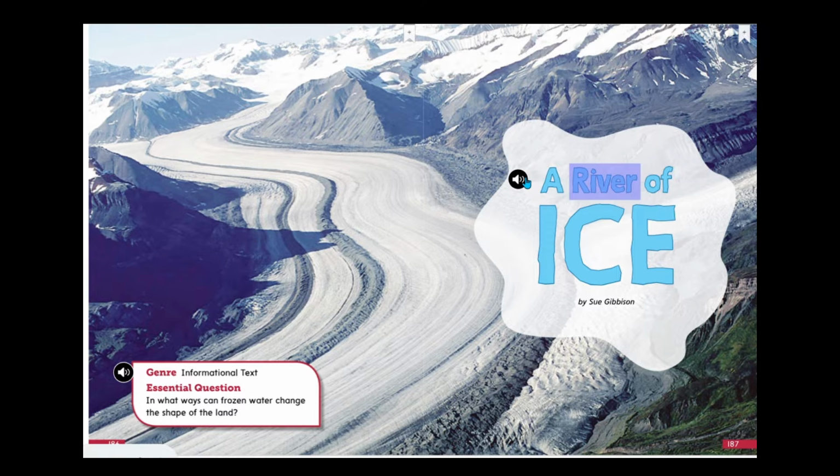A River of Ice by Sue Gibbison. Genre: Informational text. Essential question: in what ways can frozen water change the shape of the land?